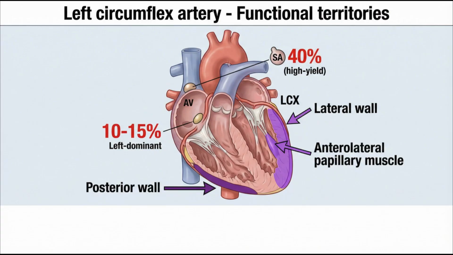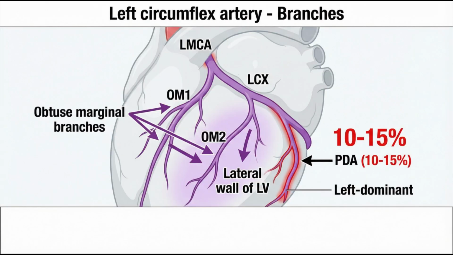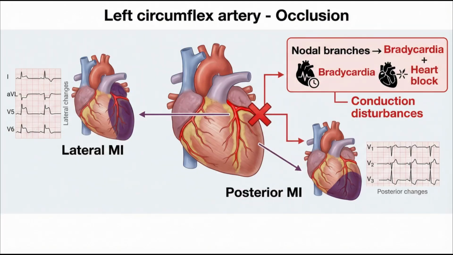Functionally, the LCX supplies the lateral wall of the left ventricle, the posterior wall of the left ventricle, the anterolateral papillary muscle, the sinoatrial node in approximately 40% of people, and the atrioventricular node in approximately 10 to 15%, particularly in left-dominant circulation. The LCX gives rise to obtuse marginal branches, which supply the lateral wall of the left ventricle, and the posterior descending artery in left-dominant hearts, accounting for around 10 to 15% of individuals.